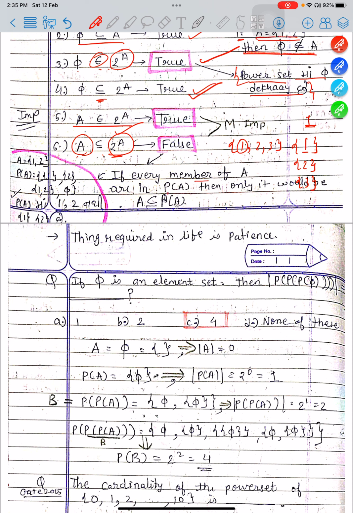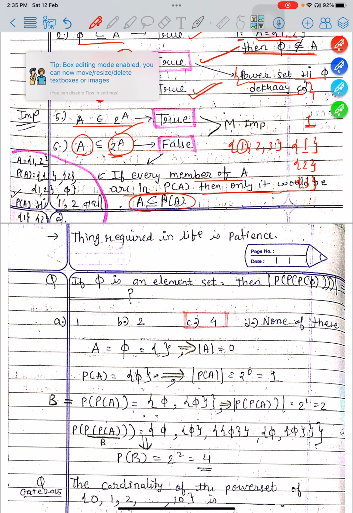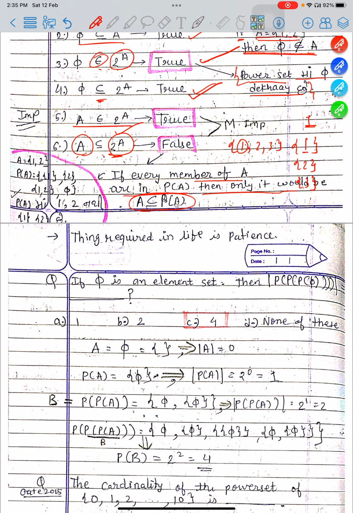If every member of A were in the power set of A, then only would A be a subset of the power set of A. Here I have written the same thing which I have explained.